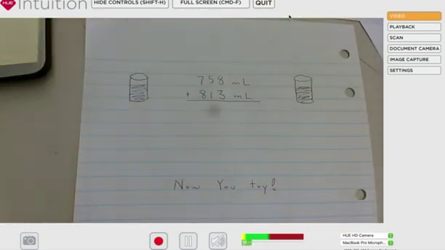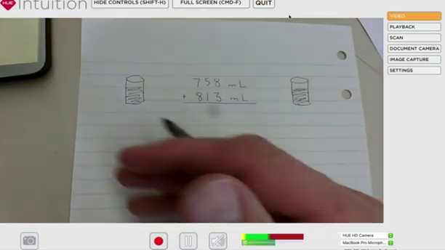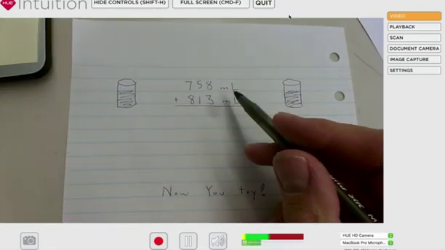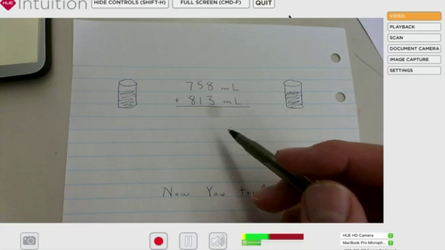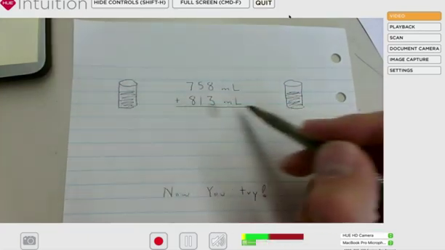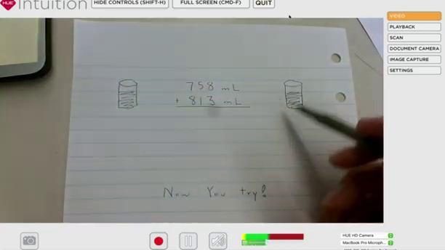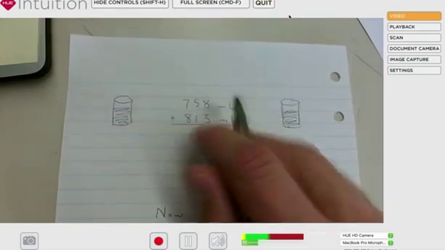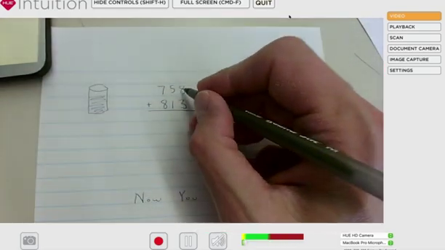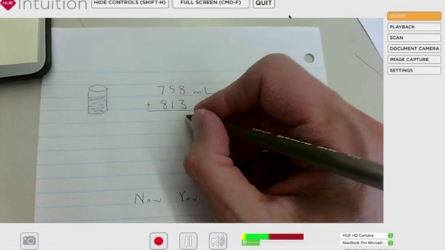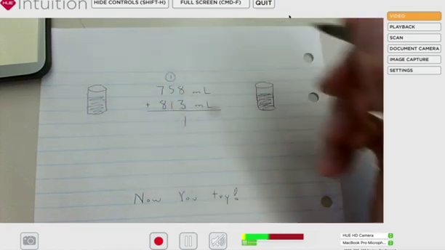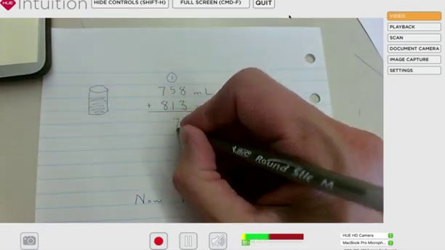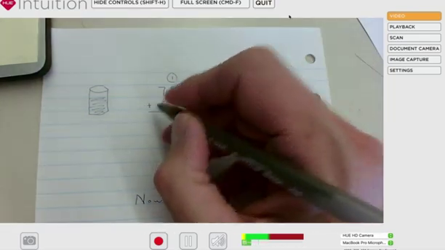This is a different kind of example, though, because you notice the numbers are on the small side. We're only adding milliliters. There's less than a liter here, and less than a liter there. This is an addition problem. Write this down. 8 plus 3 is 11. We're going to regroup like we normally would. 5 plus 1 plus 1. 7 plus 8 is 15.